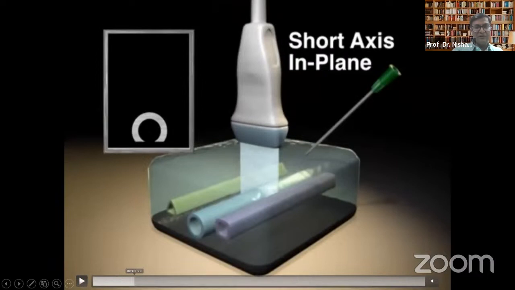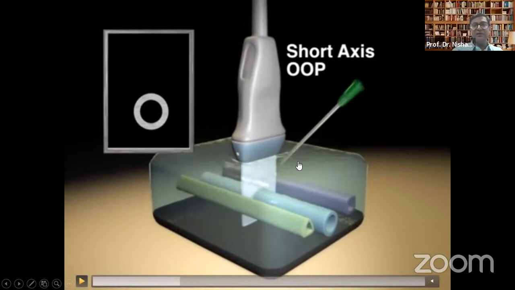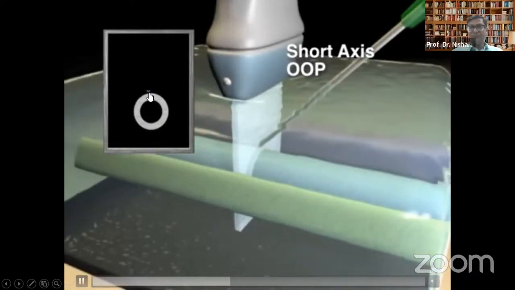So first we see the short axis out of plane. Short axis, the axis means the tissue. Tissue is shown in the transverse, and the plane refers to the direction of the needle with respect to the probe. Okay, so don't confuse the two. Short axis means that the tissue that you're seeing is the transverse section. Out of plane means the direction of the needle in relation to the probe. If you see this, the needle is perpendicular to the probe and it is usually seen as a dot. You can see this dot here, right?